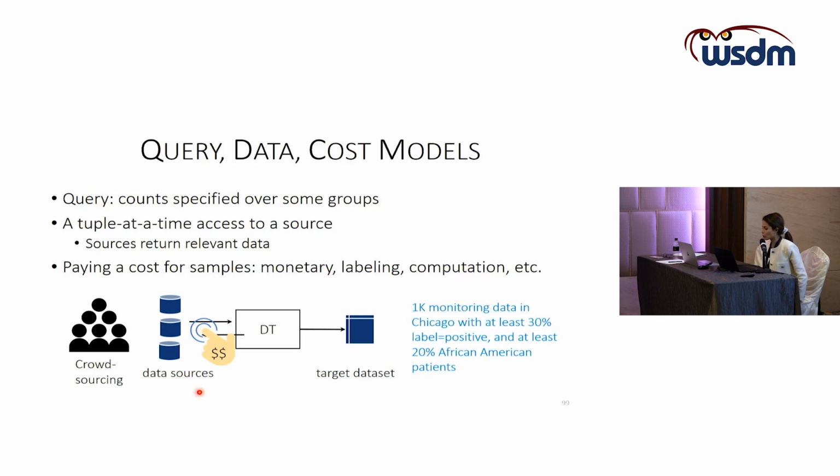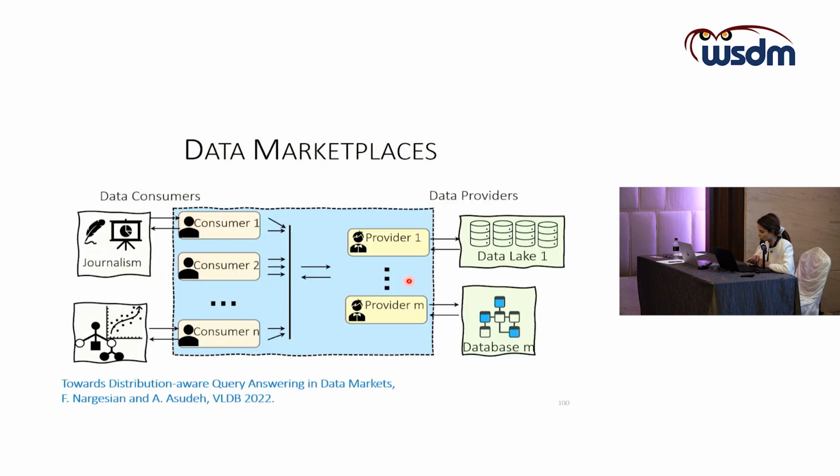So we are also assuming a tuple at a time access to sources. And so it means that upon selecting a source, we can obtain a k-sample of the sources. And acquiring these samples could be associated with some monetary cost or the cost of computation. For example, if the sensitive attribute doesn't exist and we need to label, the cost of labeling is the cost we consider. Or even the investment into the crowd is also a cost we can consider.